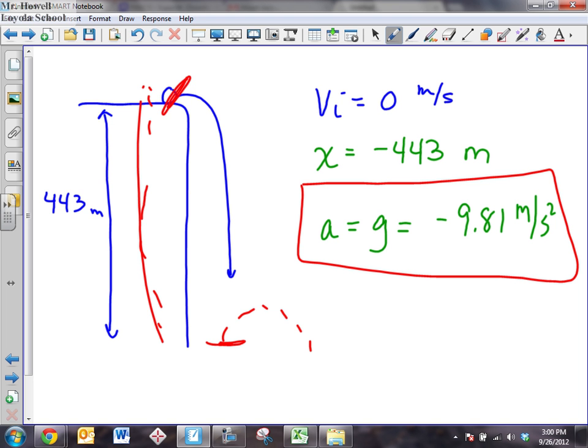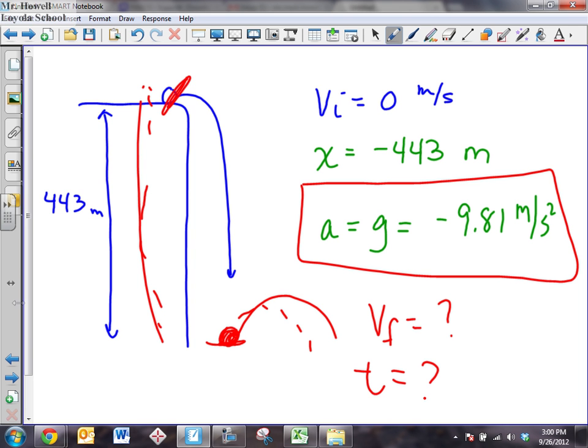We don't care about what happens to the object afterward. What we care about is the path along the way. So we are trying to find VF, which will be the velocity at the bottom when the object is about to impact the ground. I've got VI, I've got X, I've got A, I want VF. I also want time, because it said how long will it take.